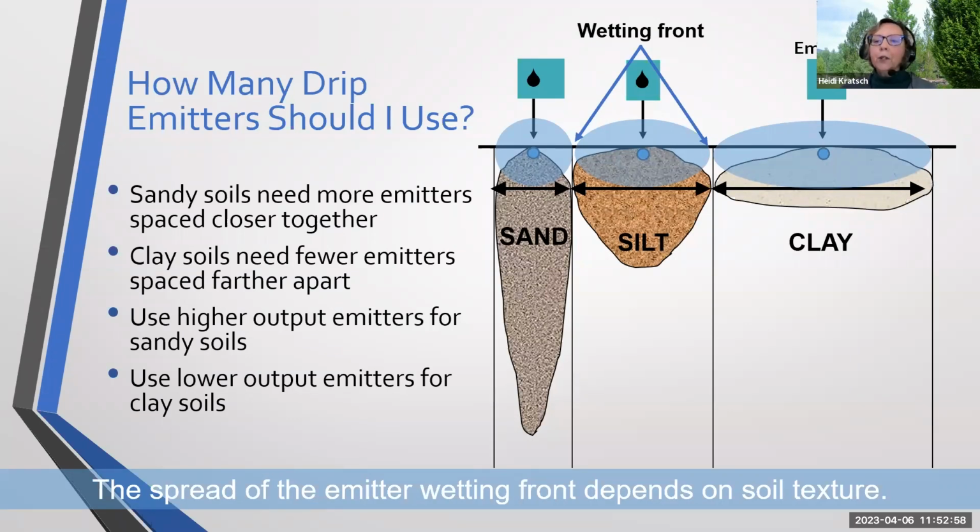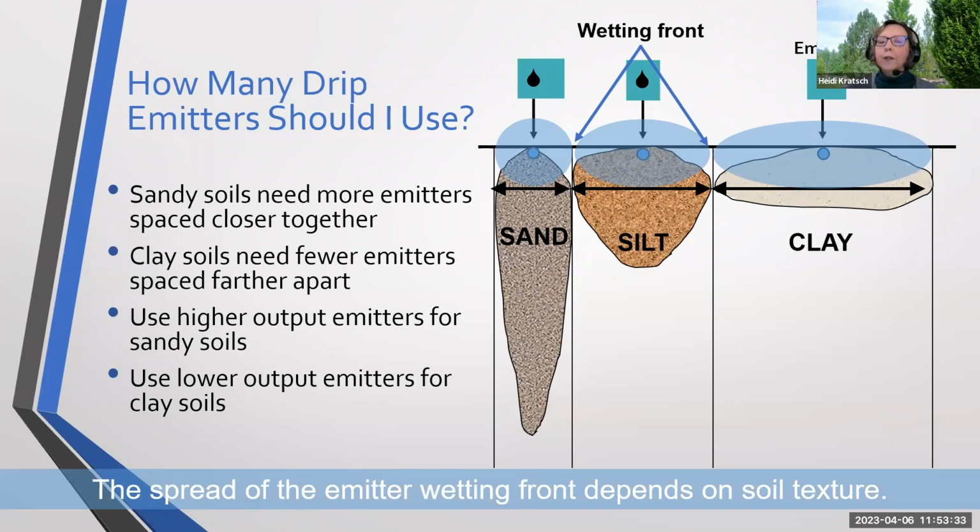This graphic shows the size of the wetting fronts for emitters placed on soils of different textures. The blue circle there shows you the relative size of the wetting front. Water moves quickly through a sandy soil, but the wetting front is relatively small, and so you're going to want to use emitters that are spaced closer together to get good coverage of the root system. Looking at the other extreme, water moves slowly, but not very deeply through a clay soil.